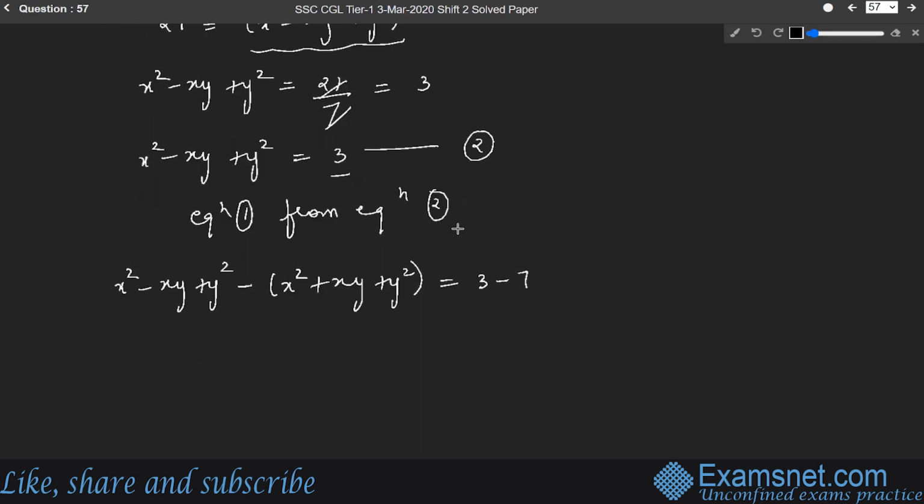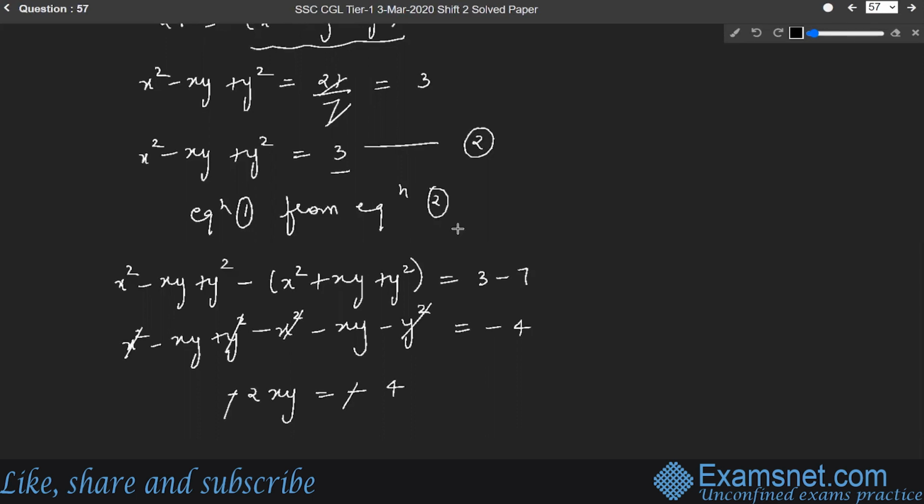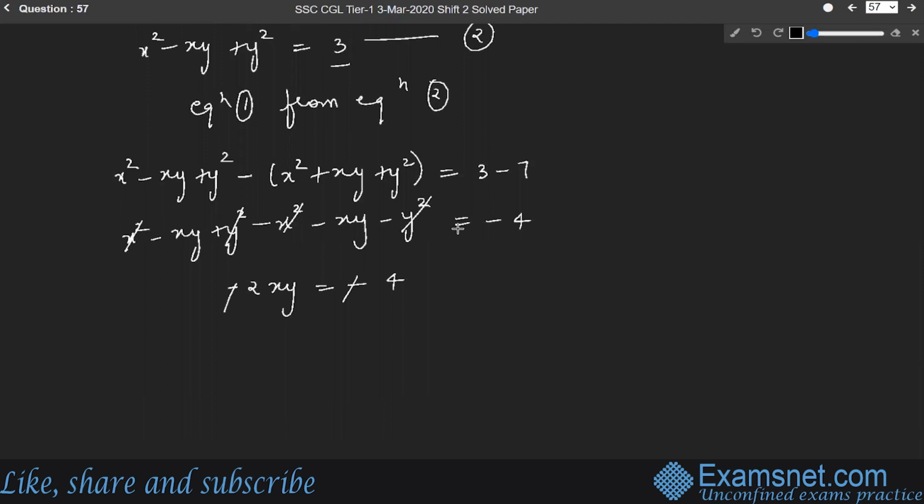All right. Now let's open the brackets. X square minus xy plus y square minus x square minus xy minus y square is equal to 3 minus 7, which is minus 4. Here x square minus x square will be 0. Y square minus y square will be 0. What is remaining? Minus xy minus xy. It will be minus 2xy is equal to minus 4. Minus and minus will be cancelled. So we have 2xy is equal to 4. Therefore, xy will be equal to 4 by 2. So 4 by 2 will be 2. It means the value of xy is 2.